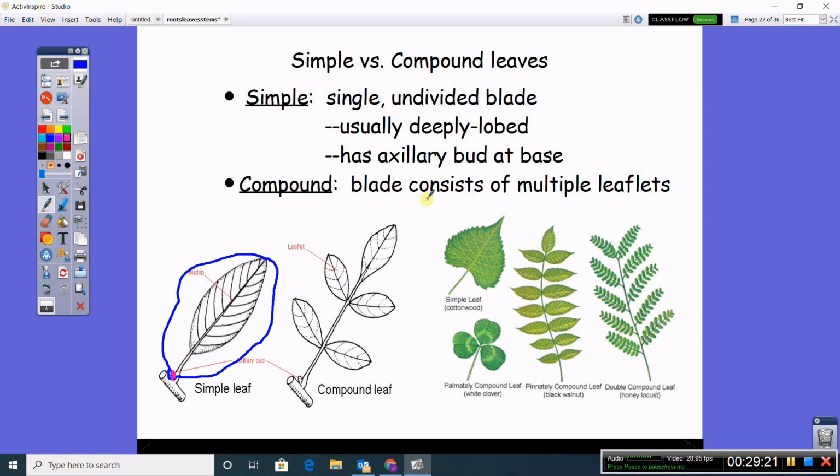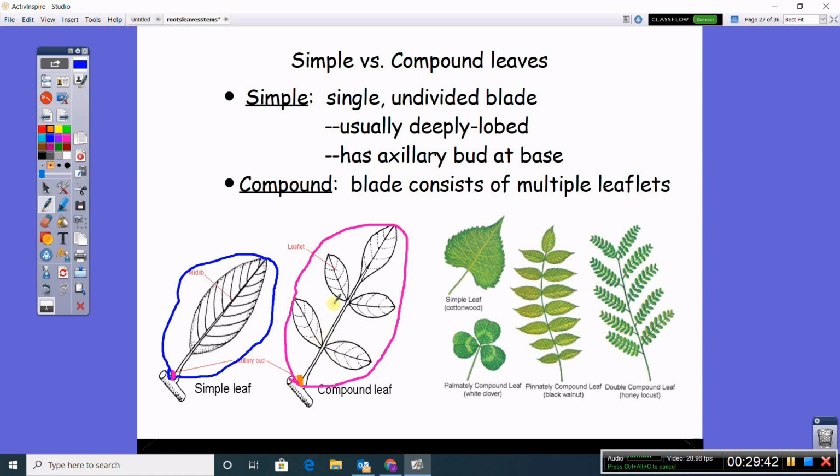If it's a compound leaf, okay, if I'm going to circle the leaf in this picture, I'm going to circle this entire thing. That is a leaf. How do I know that that entire thing is a leaf? Well, because this is the axillary bud right down there.